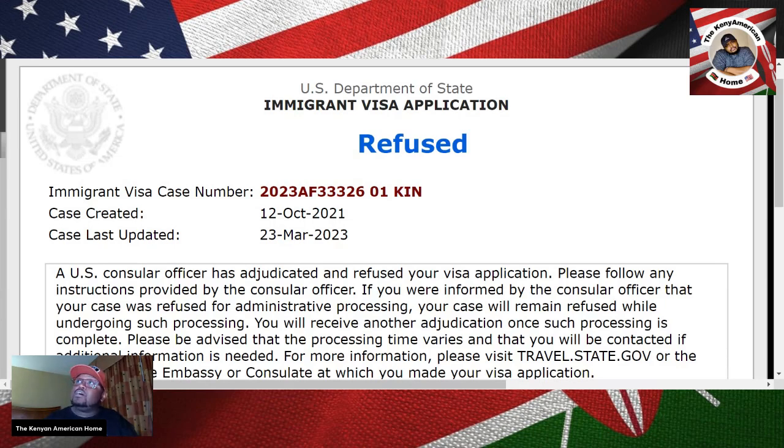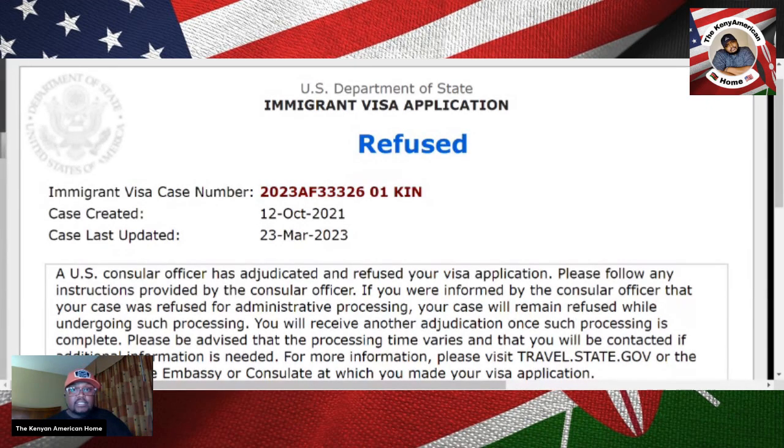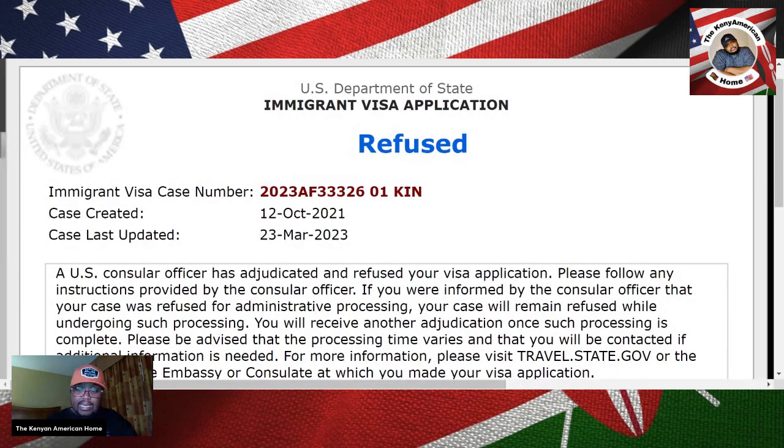This is another case of a refusal with a 221G. You can tell that they all look like they are refused, but there could be ways to cure the refusal as long as you provide what is requested by the embassy. And sometimes it's incomplete DS-260s. So be very careful, make sure you complete your DS-260 fully, so that you don't delay your process.